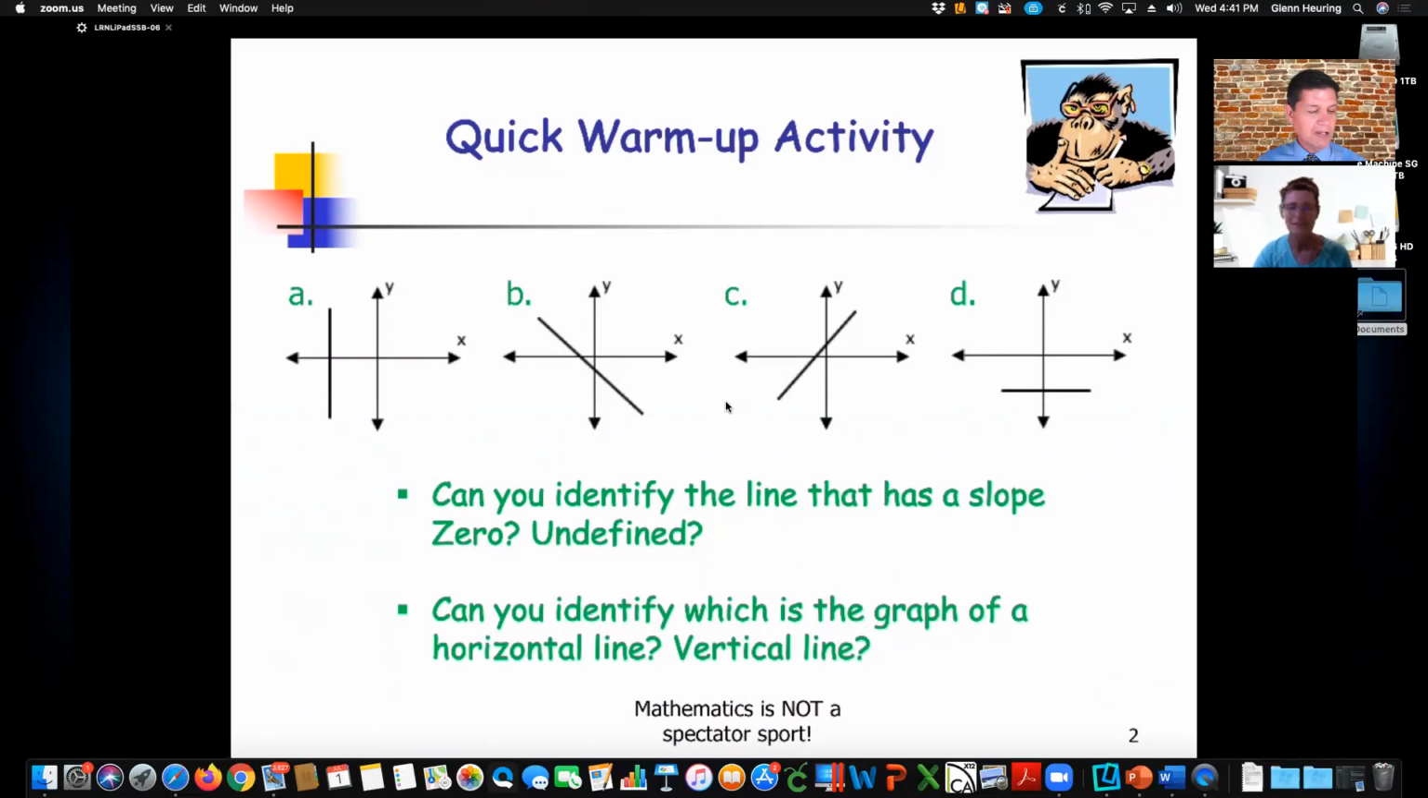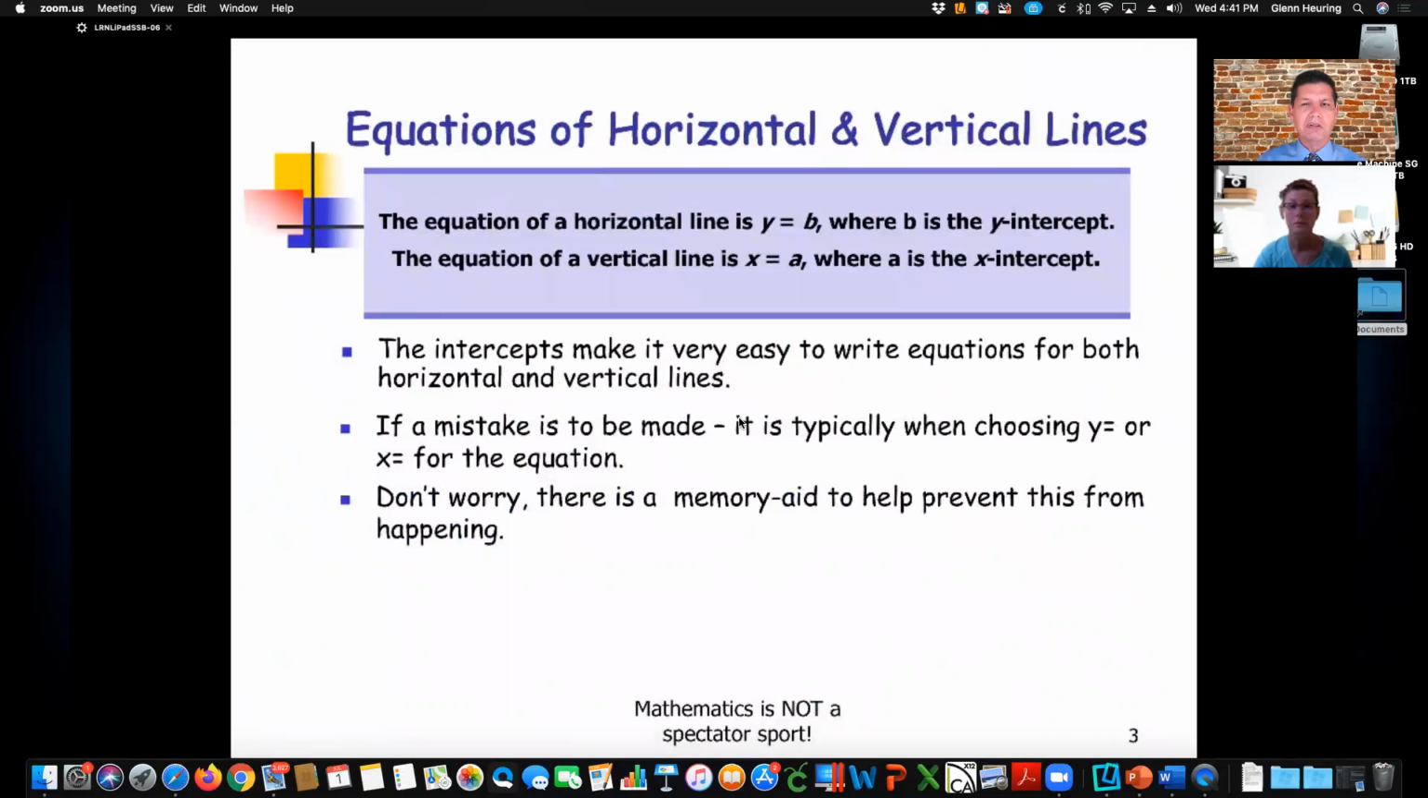Some might classify graphs of horizontal and vertical lines as special cases because they look more like coordinates than they do like equations. Look at the definition for horizontal lines. They are y equal b lines, where b is the y-intercept. And for vertical lines, they're x equal a, where a is the x-intercept. So you can see the secret to these is just finding the intercept. But they're very, very short equations.